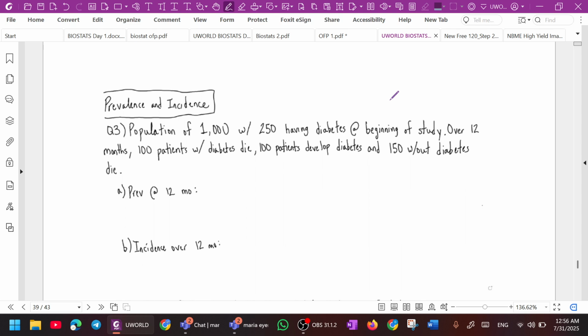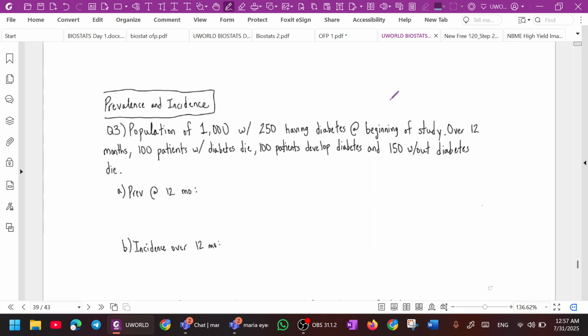150 also died due to diabetes. So 900 minus 150, you have 750. So at 12 months, there are only 750 people in the population. So that's 750 at the bottom. Makes sense. And the numerator is the number of people that have the disease at 12 months.